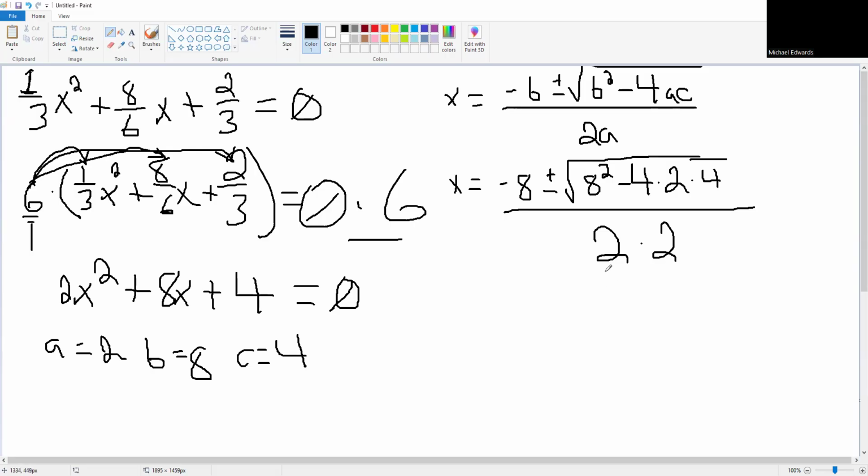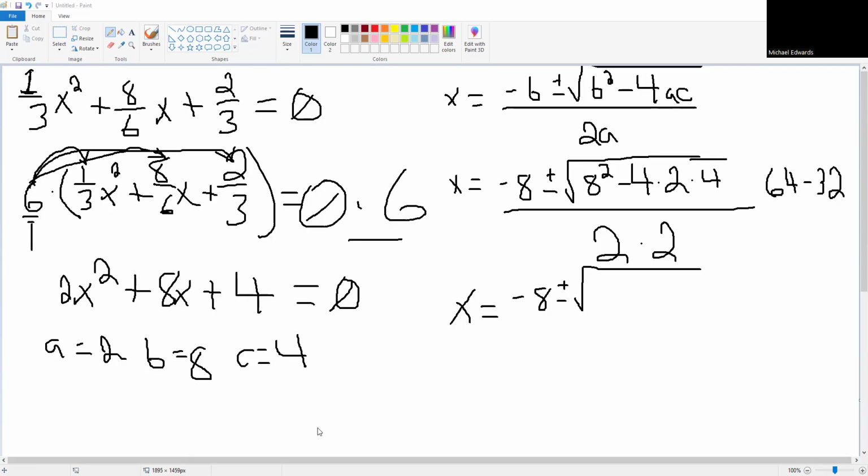Let me do this. X equals, because I know that negative 8 isn't moving right now, the square root of, let's see, 4 times 4 is 16. 16 times 2 is 32. And then we've got 8 squared to deal with. This is 32 on this side, and then 8 squared, which is 64. Put that here. So 64 minus 32 is 32.